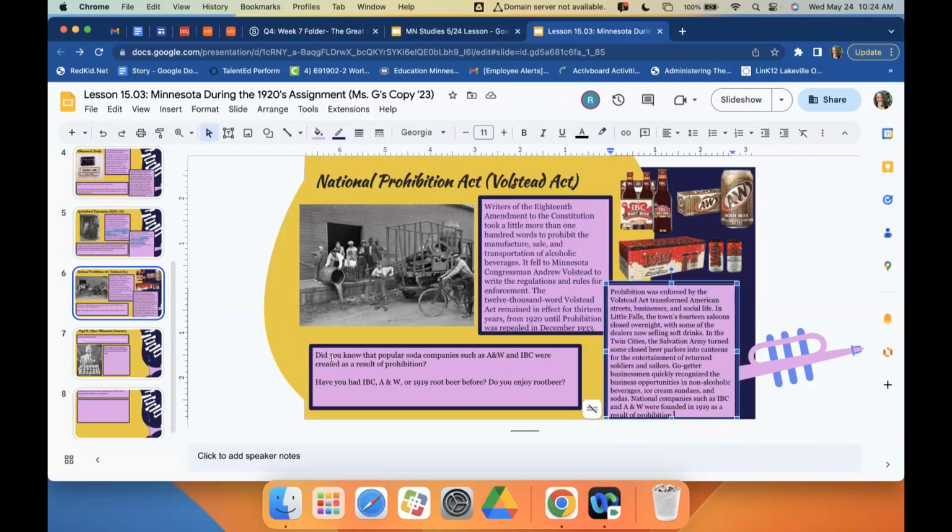Perfect. So the questions here that you're going to be answering right now are: did you know that popular soda companies such as A&W and IBC were created as a result of prohibition? And then the last question is, have you had IBC, A&W, or 1919 root beer before? Do you enjoy root beer? So you can answer those ones right now.